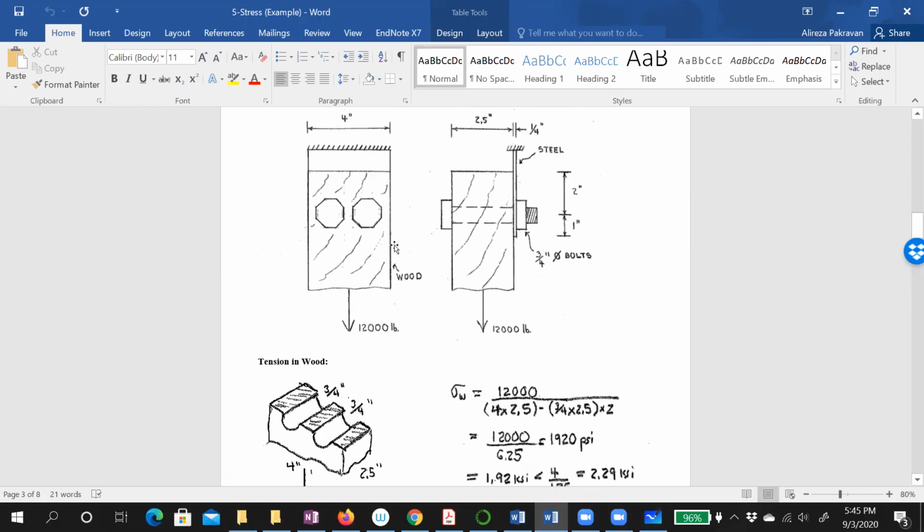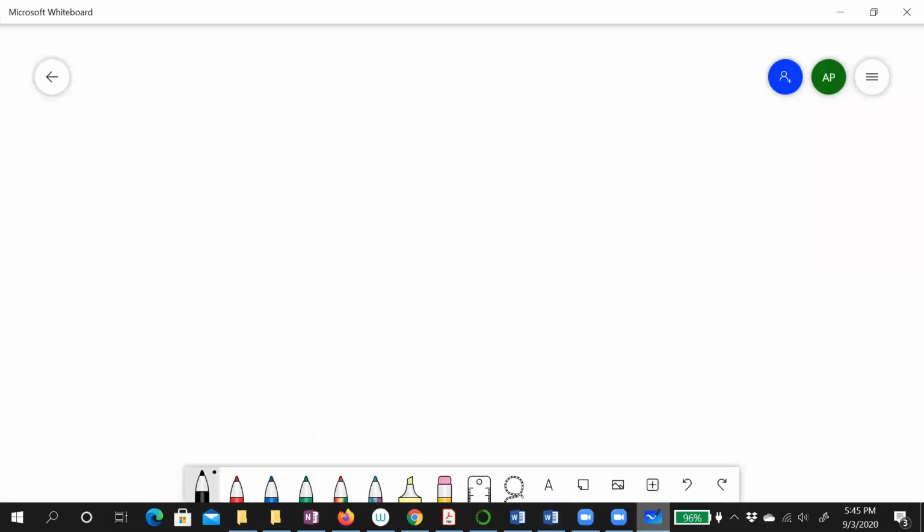For example, if we make a section here, not in the bolt, just make a section here, then we have something like that. It's 4 inch. This is 2.5 inch. So this is the whole area.